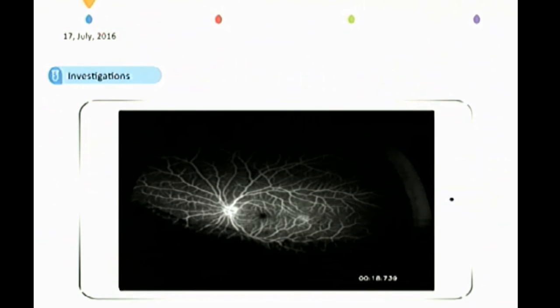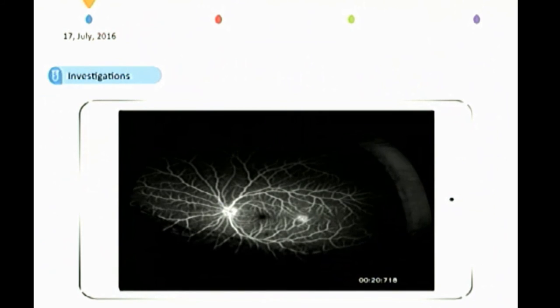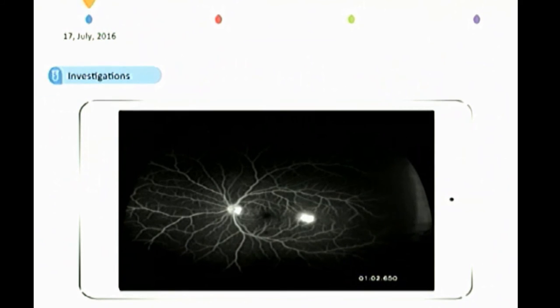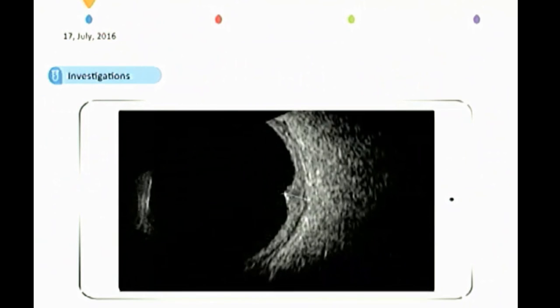So here is the FFA of the patient's left eye showing early hypofluorescence and late hyperfluorescence. Also, there is an area in the optic disc that shows hyperfluorescence, indicating involvement of the optic disc, probably inflammation. And here's the B scan that was ordered for the patient that shows a dome-shaped mass measuring approximately 3 millimeters in transverse diameter.